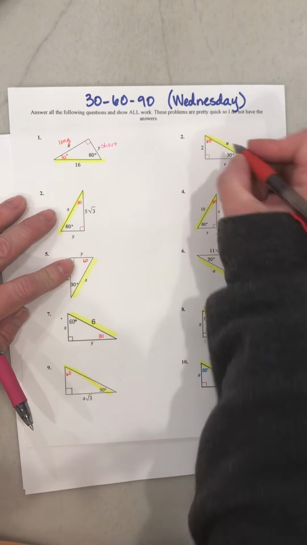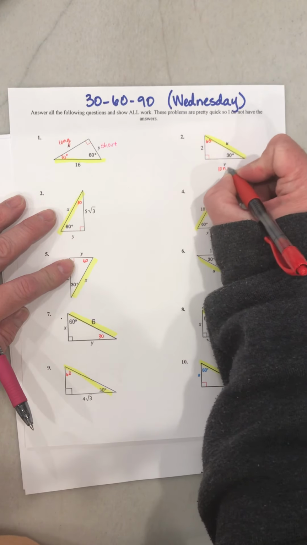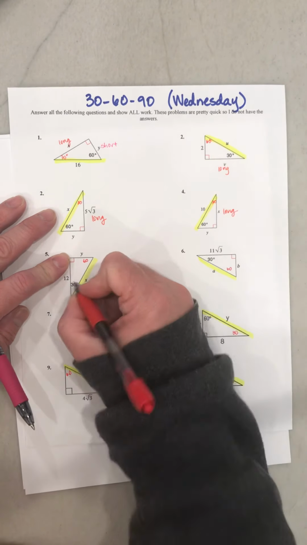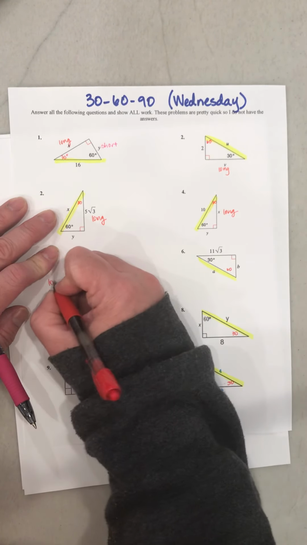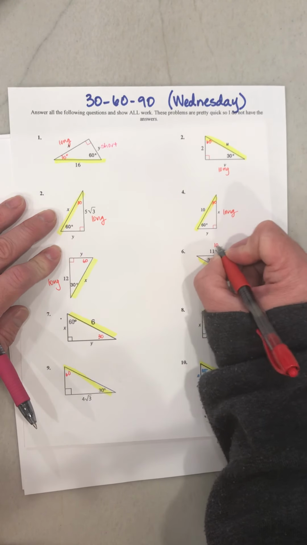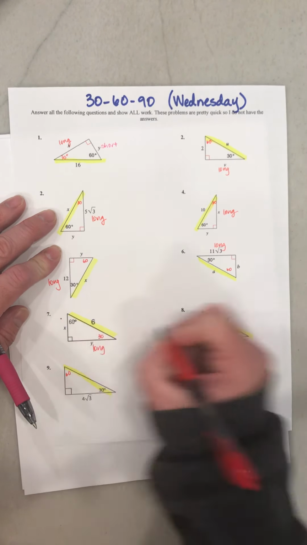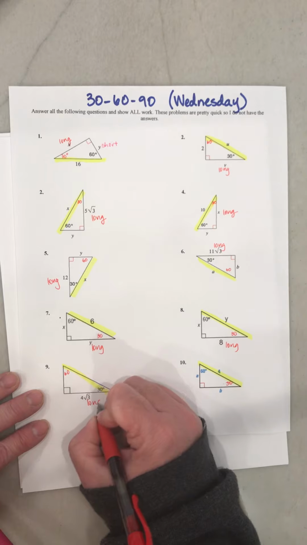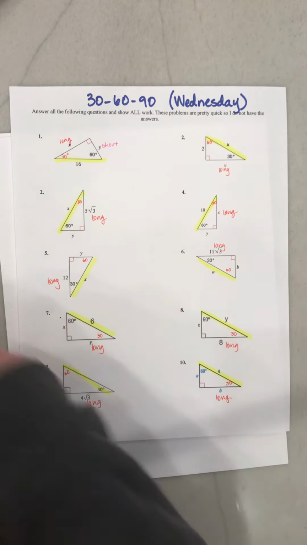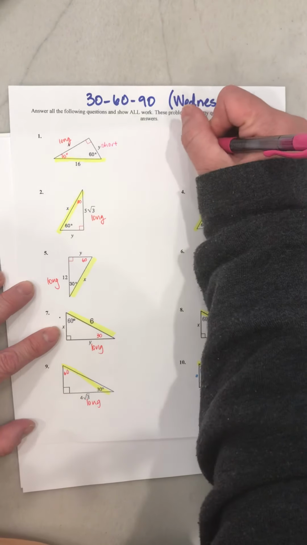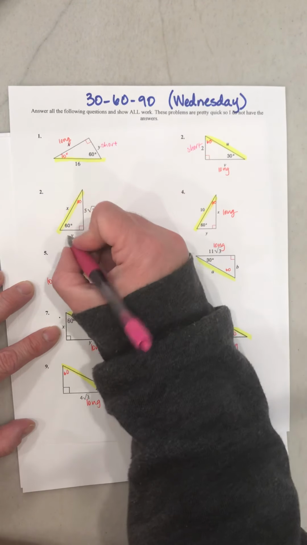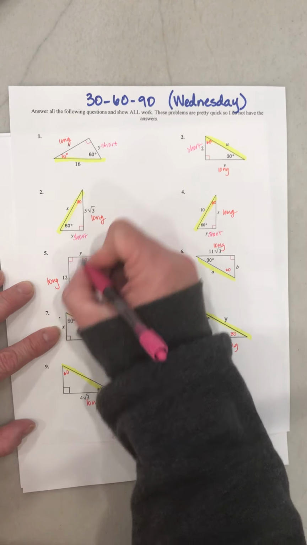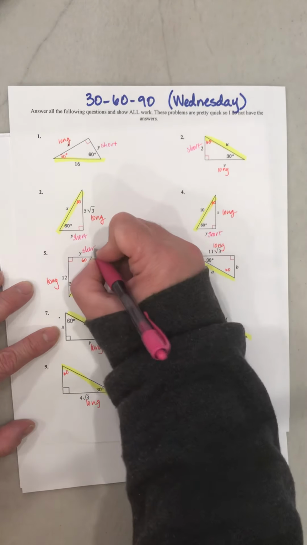So let's go through and do a few more of these. This is the long leg. I'm actually going to be lazy and go through and do all of them this way. Do all the 60s at first. 60 degrees, long leg. 60 degrees, long leg. And then I'm going to go through and do the short legs. 30, short, 30, short, 30 degrees, short leg. Oh, let's spell short right.